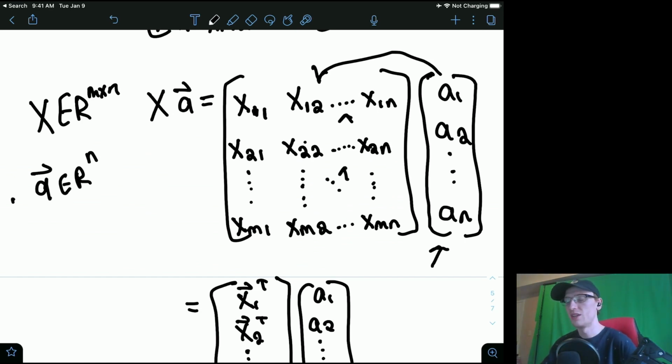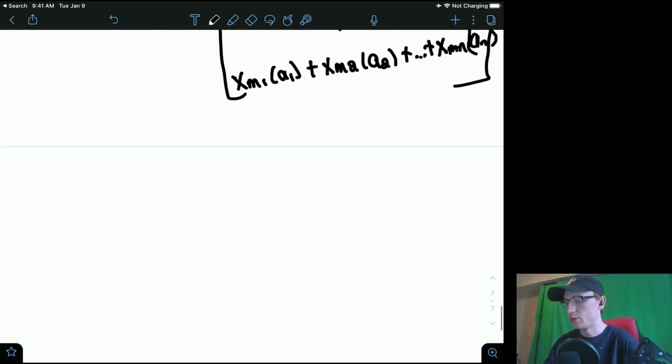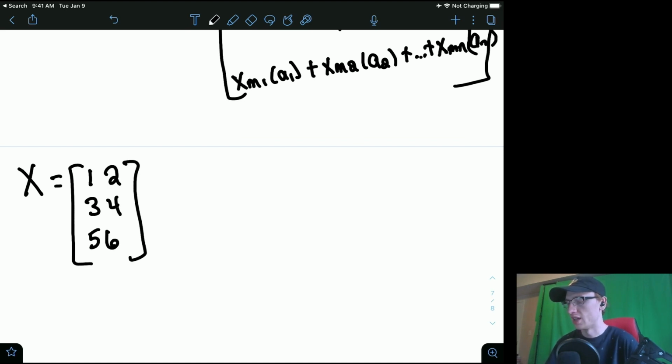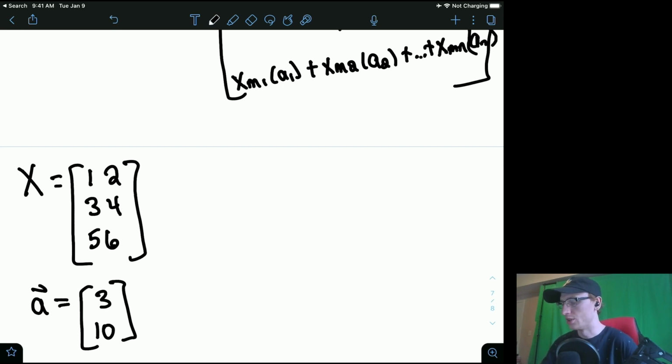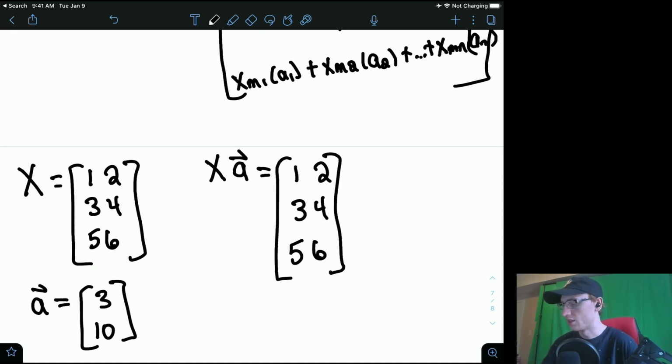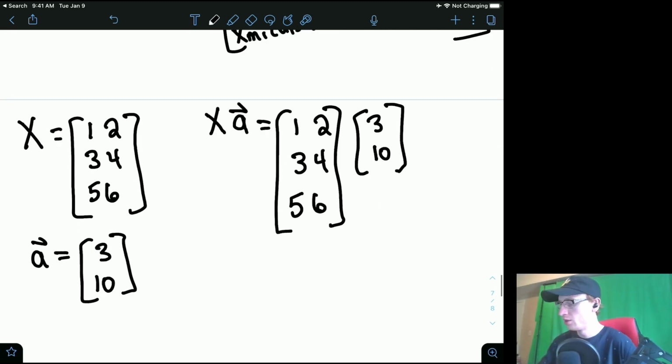And we do this in many different applications in machine learning. So say, for example, we had some matrix X, and we set that equal to maybe 1, 2, 3, 4, 5, and 6. And then we had some vector A. So A has to have 2 dimensions, because we have to be able to dot product it with that horizontal row. So it has to be something like maybe 3 and then 10. So if we did the matrix vector multiplication, which is the matrix on the left and the vector on the right, replaced with what they actually are, 1, 2, 3, 4, 5, 6, and then the vector, which is 3, and then 10, we would do the dot product.